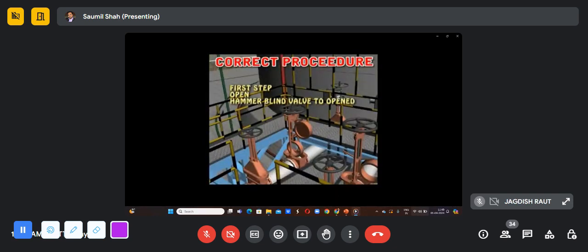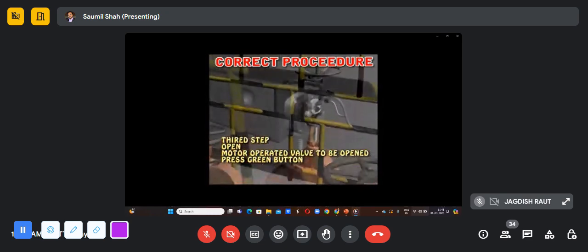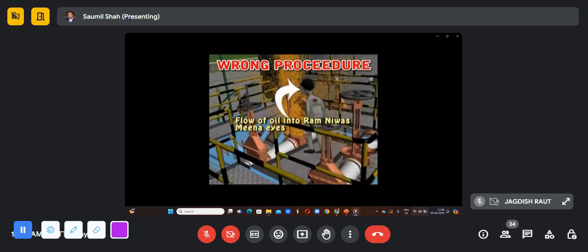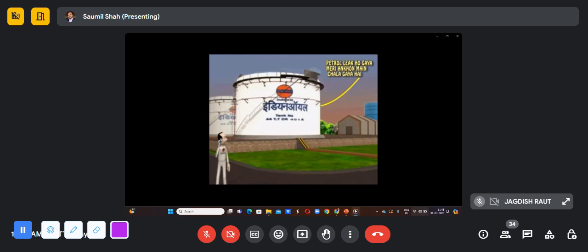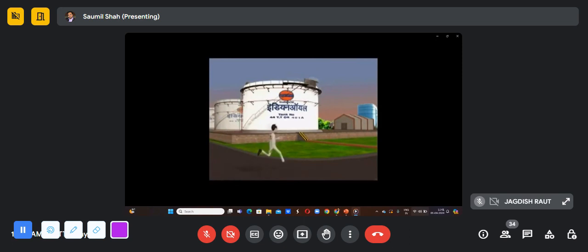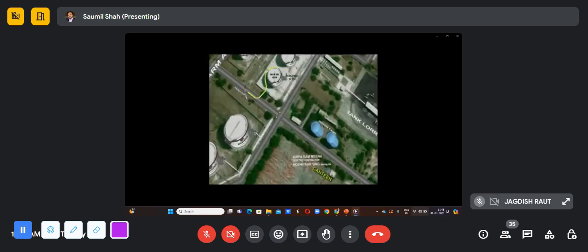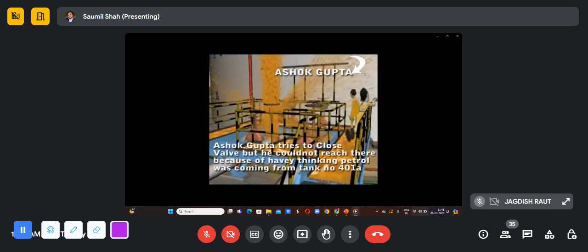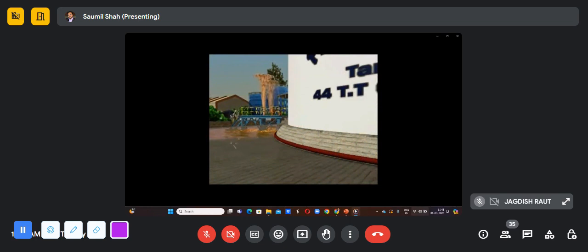Correct procedure. First step. Hammer blind wall to be opened. Second step. Hand operated valve to be opened. Third step. Motor operated valve to be opened. Press green button. Wrong procedure. Hand operated valve opened in place of hammer blind valve. Flow oil into Ramnivas Meena's eyes. Shouts by Ramnivas Meena. पेट्रोल लीक हो गया है, मेरी आंखों में चला गया है. Ashok Gupta. वाल बंद करो. Ashok Gupta rushed there towards to tank 401A. Ashok Gupta reached there. Ramnivas about to be unconscious. Ashok Gupta tries to close wall, but he could not reach there because of heavy thinking petrol was coming from tank number 401A. Ashok Gupta tries to pull out Ramnivas Meena.